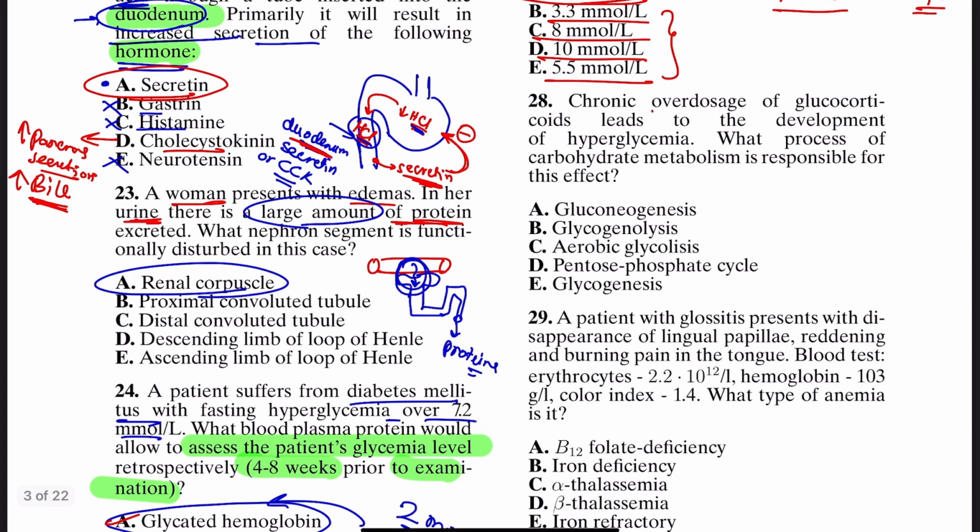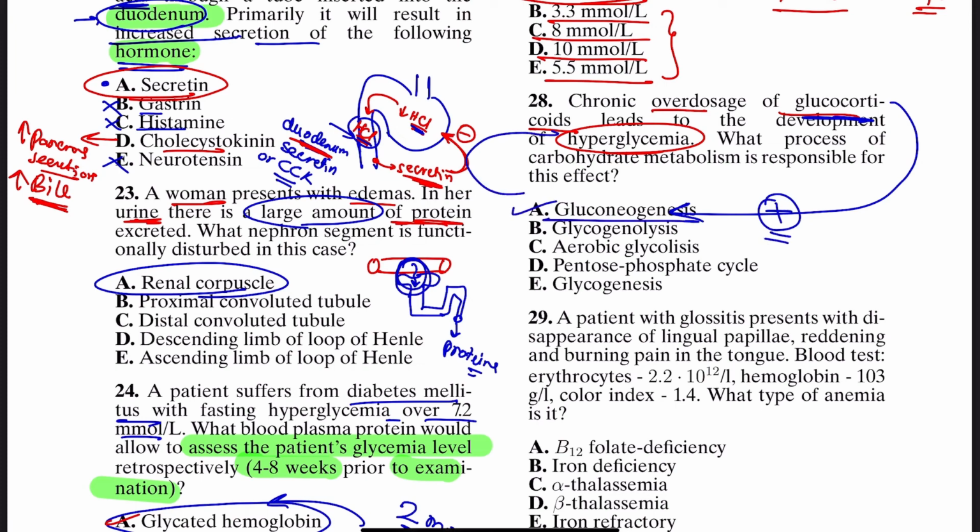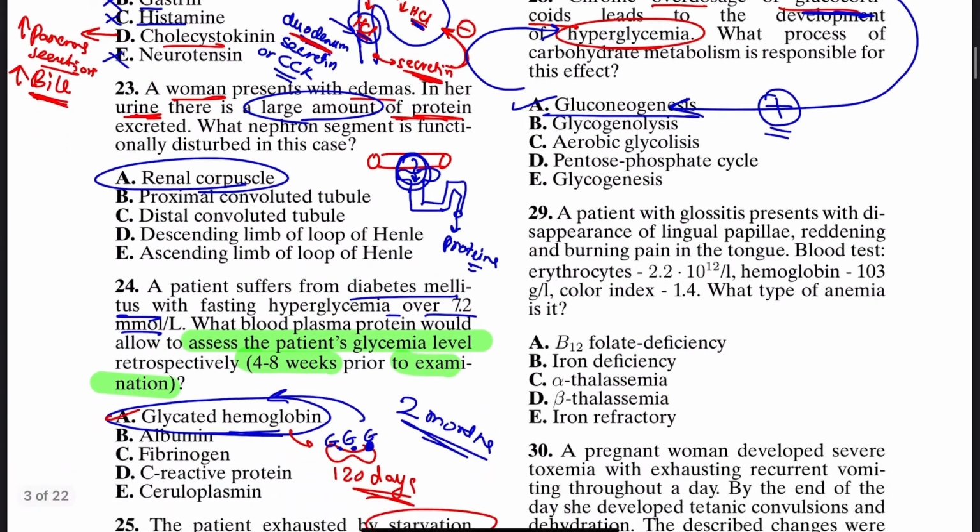Here, chronic overdose of glucocorticoids leads to hyperglycemia. What process of carbohydrate metabolism is responsible for this effect? Glucocorticoids are drugs that can activate the process of new glucose formation. As we said, it's gluconeogenesis, and this will lead to high glucose levels in the blood. It's a hormone that can be used as a drug and can activate this process.